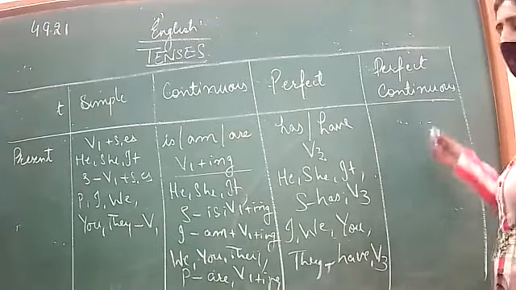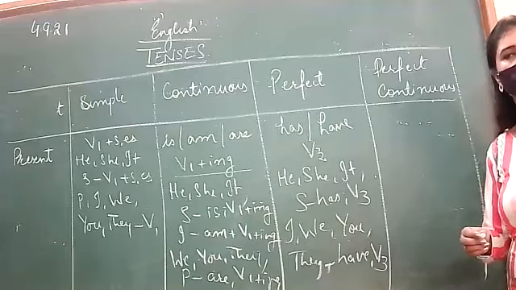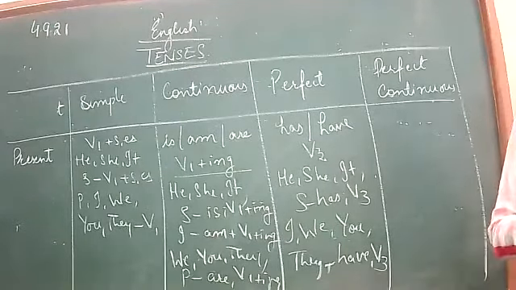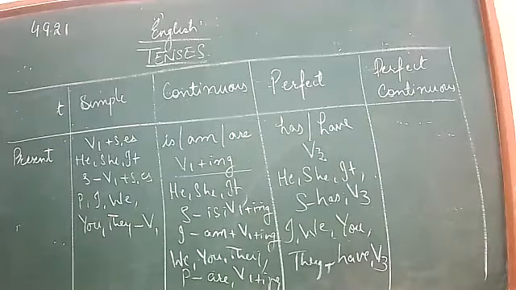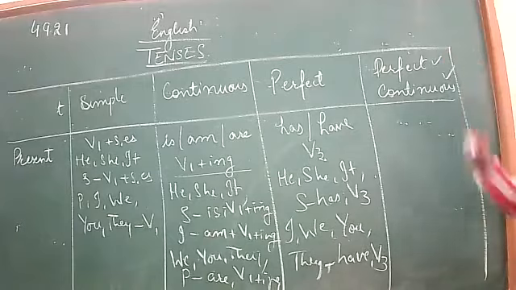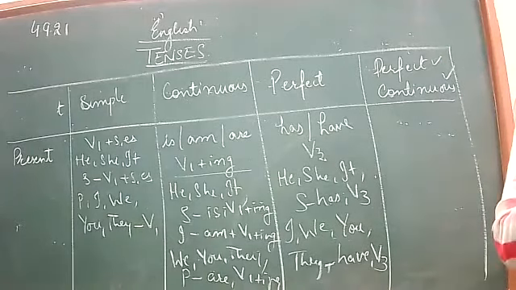So now perfect continuous tense. In case of perfect continuous tense, it means that the action started in the present. But here two conditions are included, perfect and continuous. Means we are sure that the action started.